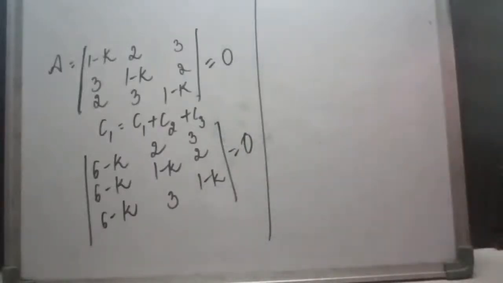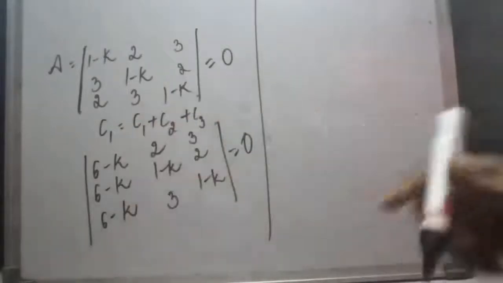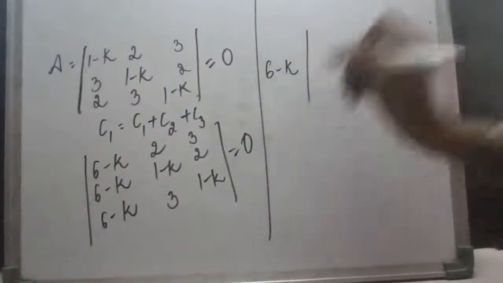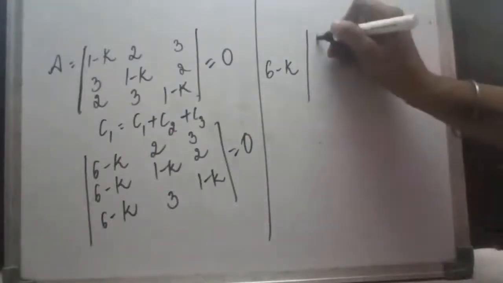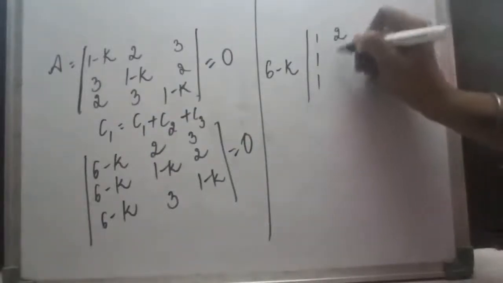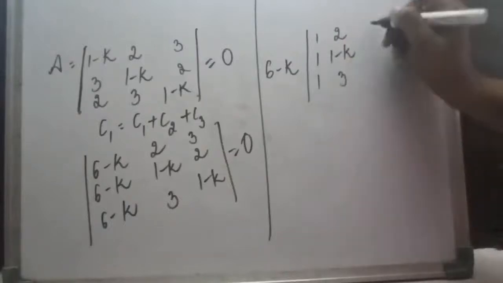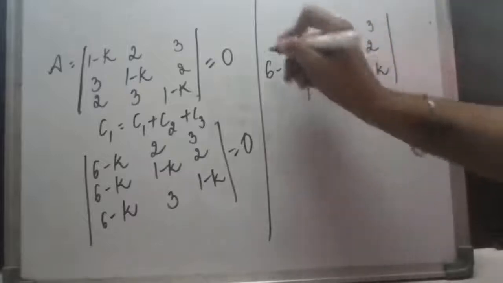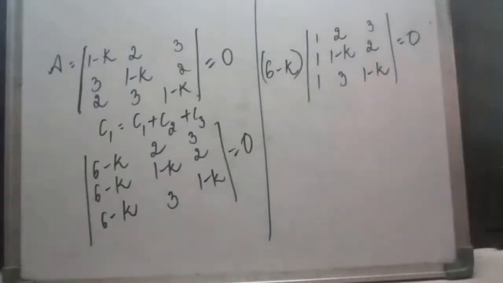So what next am I going to do? Now we can see in the first column 6 minus k is common for me. So I am taking out 6 minus k. If I take it out, I will be left with 1, 1, 1, 2, 1 minus k, 3, 3, 2, 1 minus k. So I have taken this common and I am keeping it equal to 0.